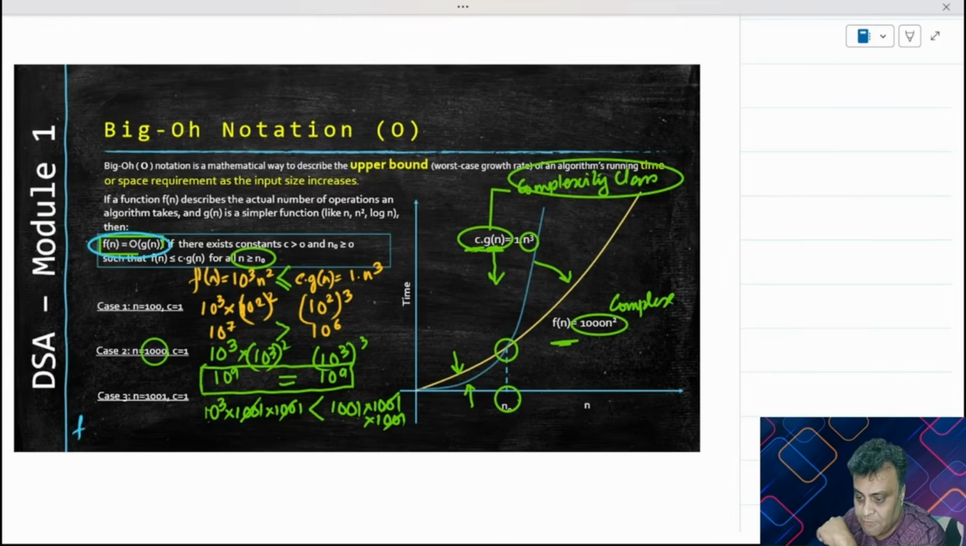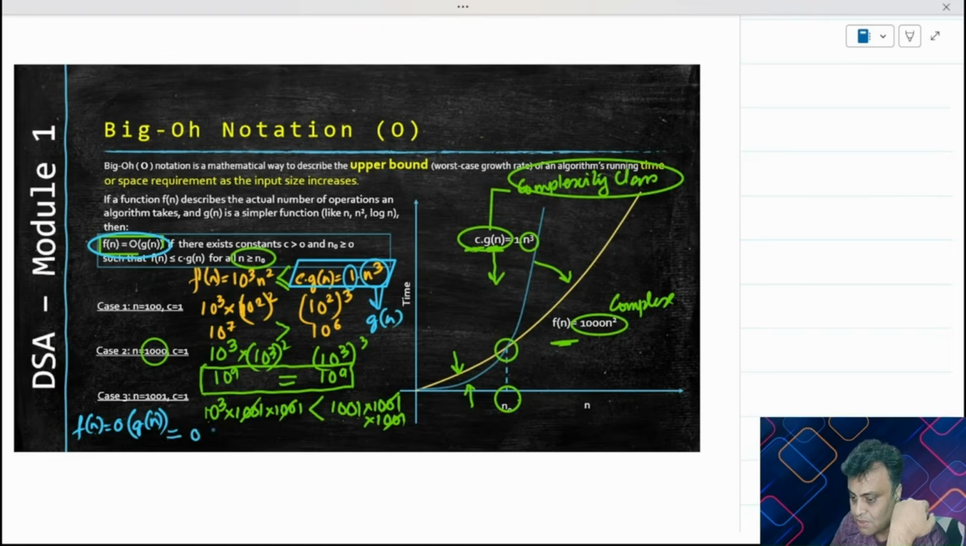That is, my Fn is equal to order of gn. Now what is gn? If you see, your C dot gn was this. If C dot gn is this, and C is 1 and gn is n cube, then I can easily say this is my gn. So can I therefore say my Fn is equal to order of n cube? So what did we achieve?